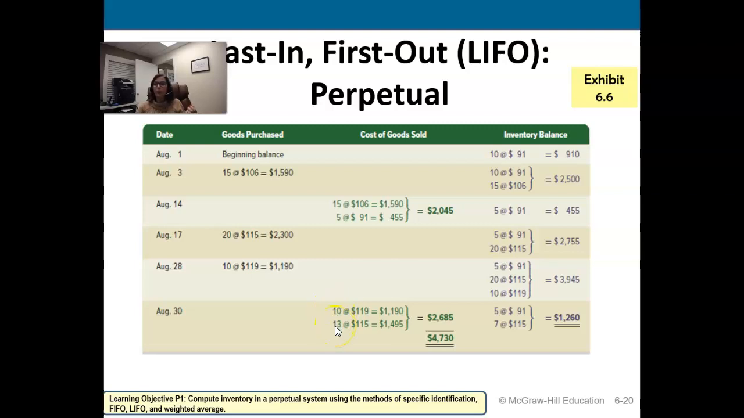We've sold the same 23 items that we sold on the last 2 examples, but we're going to take the first of those items from the August 28th most recent purchase, and then the remaining items are going to go back to the August 17th purchase. And look at this, we still have items from our beginning inventory. Now that we're at the end of the month, we're still carrying on our balance sheet the 5 items that we started the month with, and then the remaining items are the items that we purchased on August 17th.